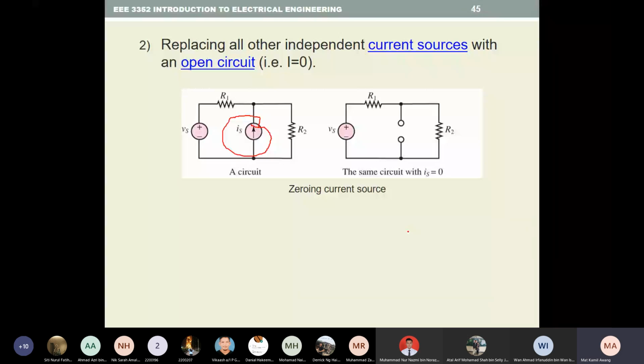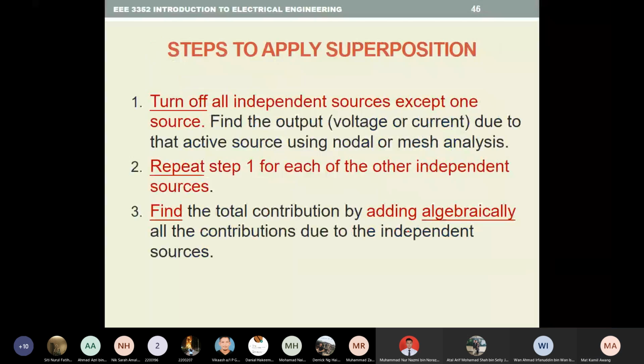Steps to apply superposition. Turn off all independent sources except one source. Find the output voltage or current due to that active source using nodal or mesh analysis. Now you see, you have to use what you learned before: mesh or nodal analysis, voltage divider, current divider, all of them. Repeat step 1 for each of the other independent sources. Then find the total contribution by adding algebraically all the contributions due to the independent sources.